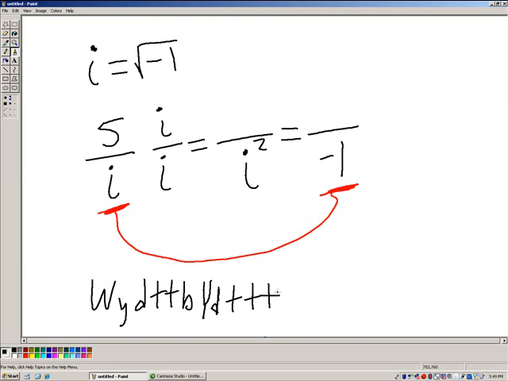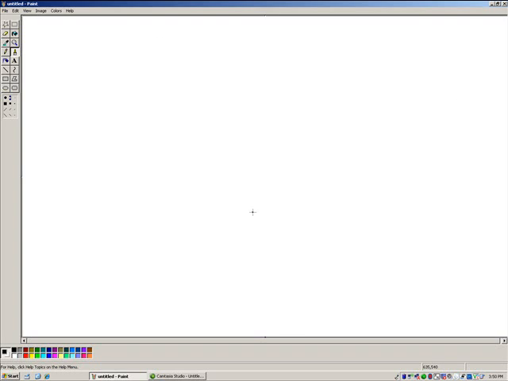And when we do that to the top, we get 5i. And so 5i over -1 would then simplify, obviously, to -5i. Simple enough. There can be, of course, a little bit more to that.